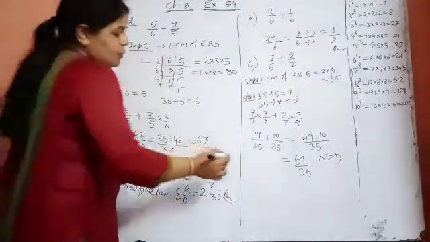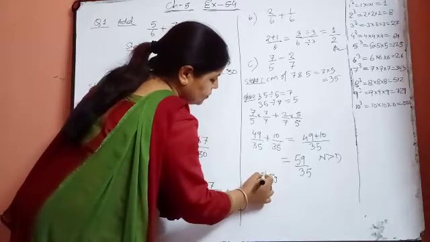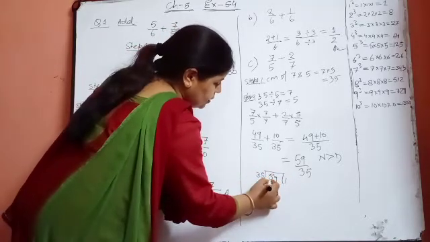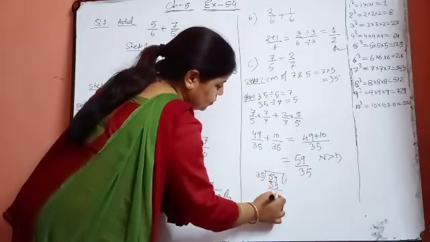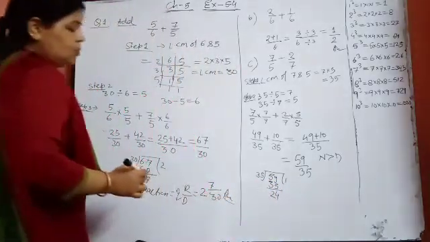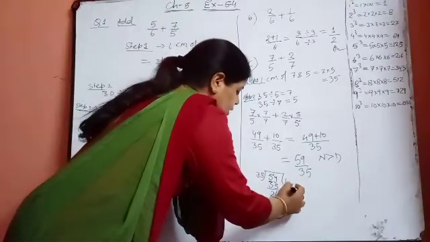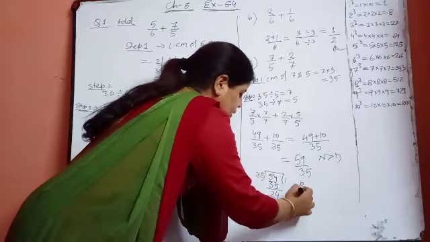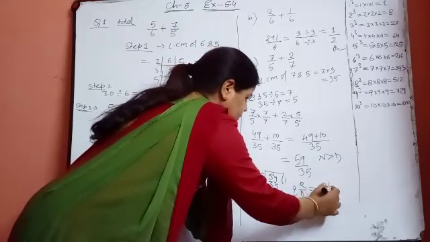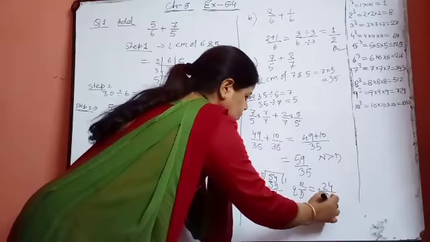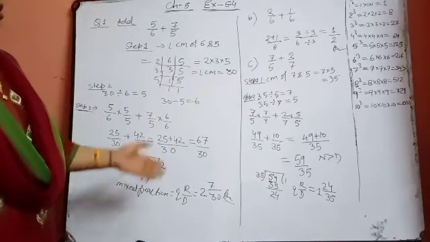See again, now 59 will be divided by 35. 1 times 35 is 35. 9 minus 5 is 4, 5 minus 3 is 2. Further division is not possible. How will you write it? Quotient, remainder upon divisor. Quotient is 1, remainder is 24 upon divisor 35. This will be your answer. See how simple it is.